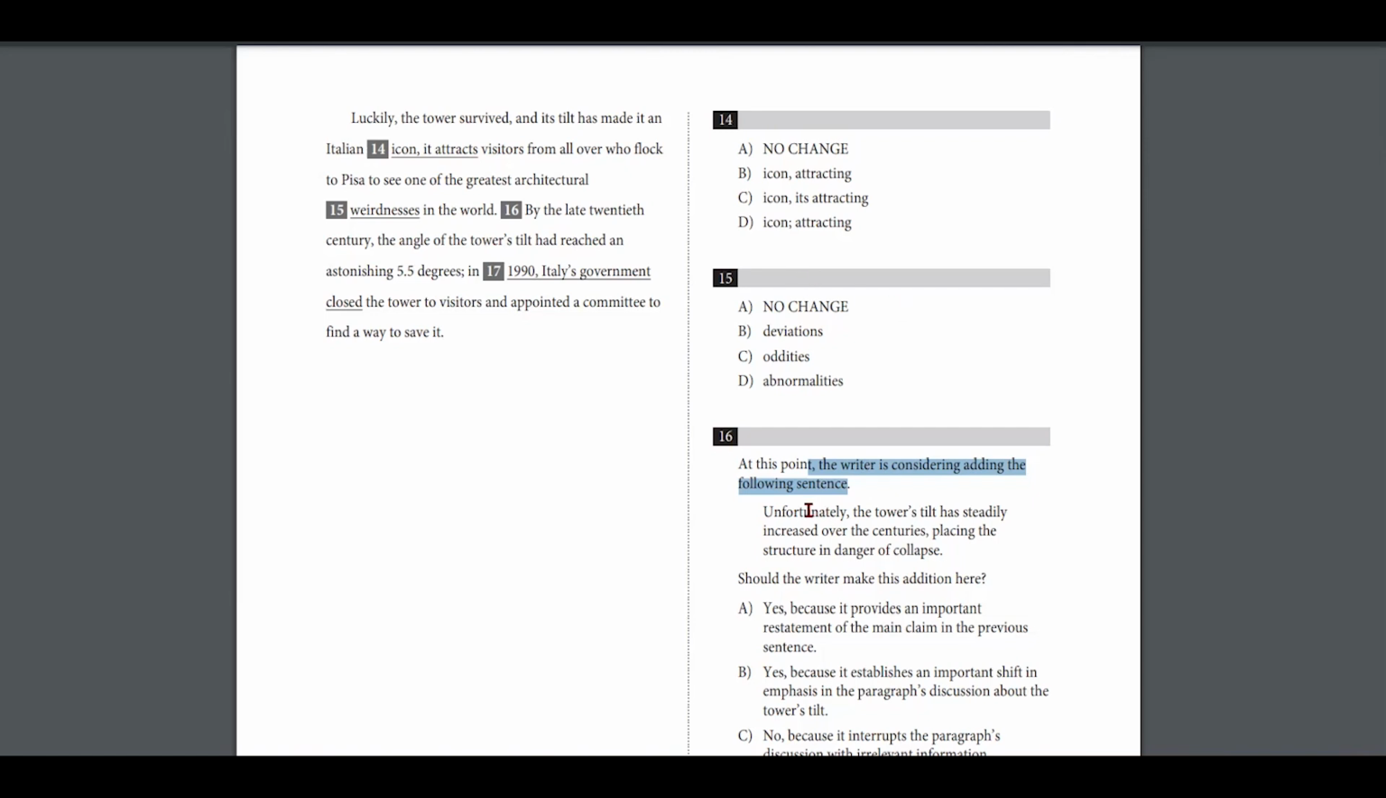So here, "unfortunately, the tower's tilt has steadily increased for centuries, placing the structure in danger of collapse." So here we have a shift from the introduction of the tower to then later on in the passage, we have attempts to kind of save the tower. So here we're setting the scene, aren't we? So is it relevant? Yes. Is it redundant? No, it's not stated elsewhere. So we do want to keep it.